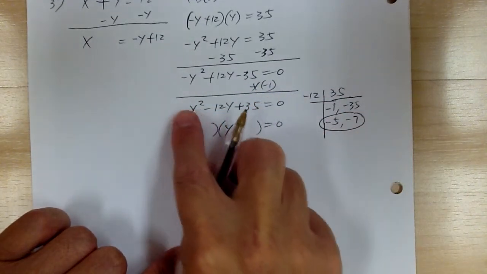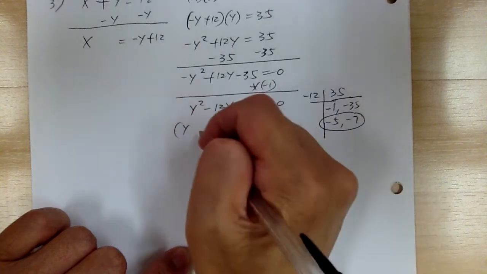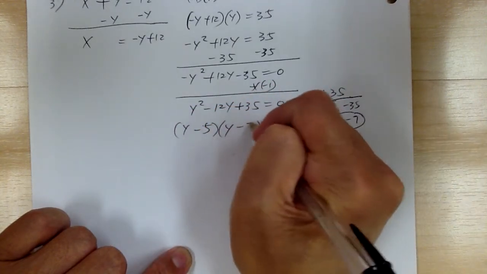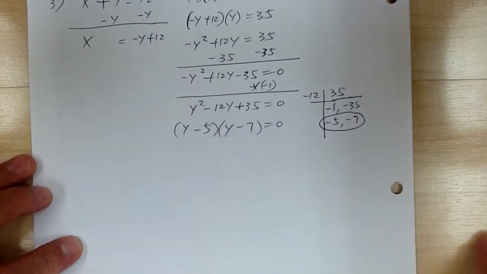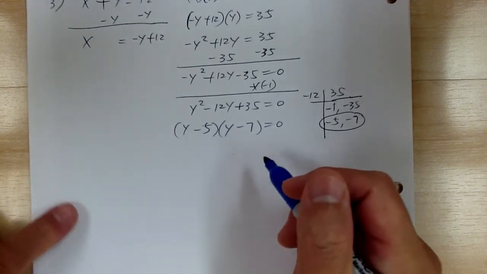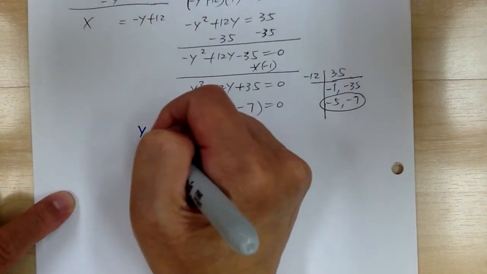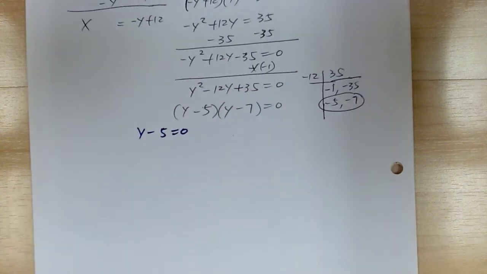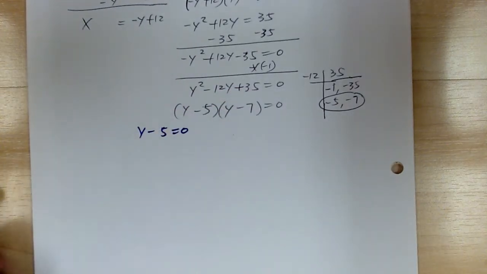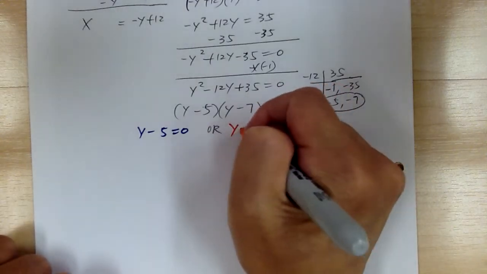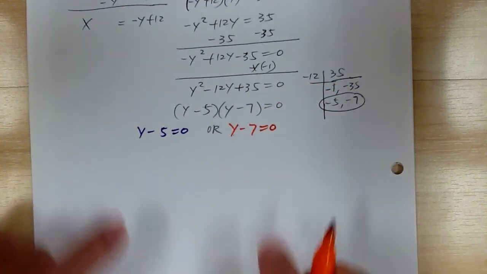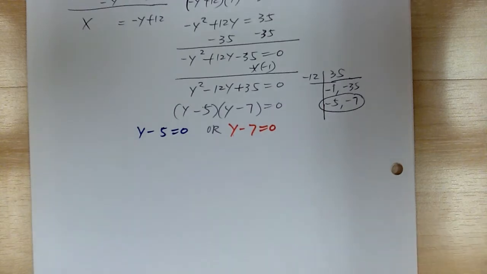Okay, so again, there's no number, so it's very easy. So you just put down negative 5 and negative 7. So from here, again, you're going to have two separate possibilities. So you're going to get y minus 5 equal to 0, or you're going to get y minus 7 equal to 0. So I'm going to do the blue first.